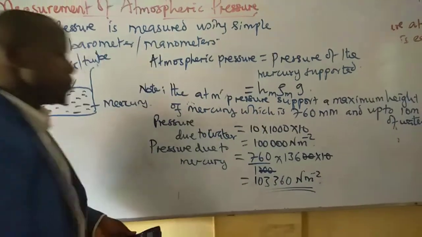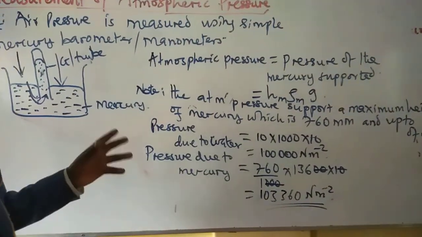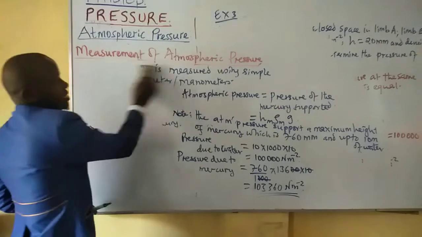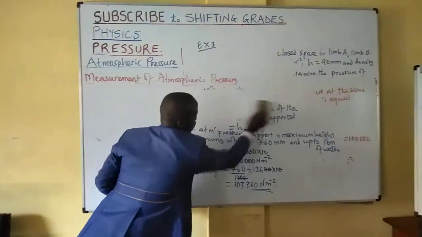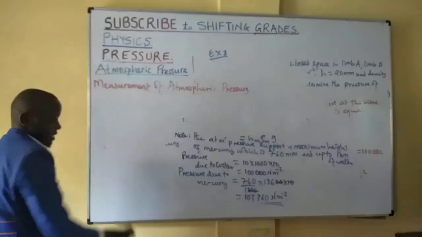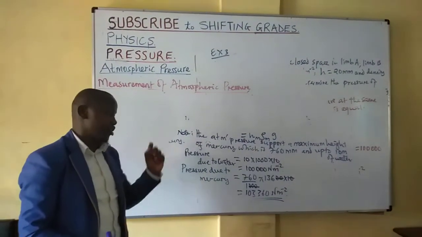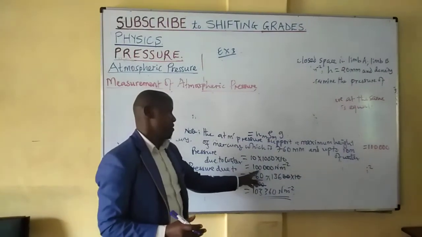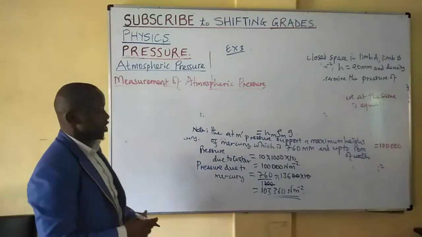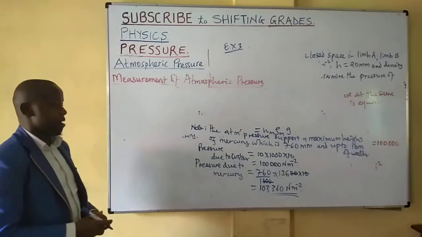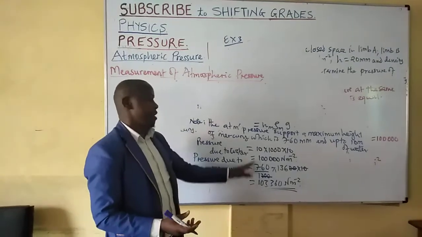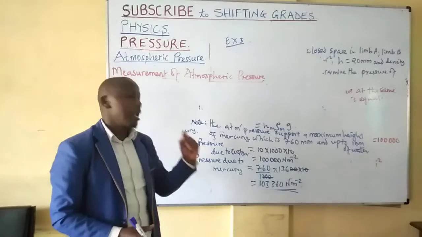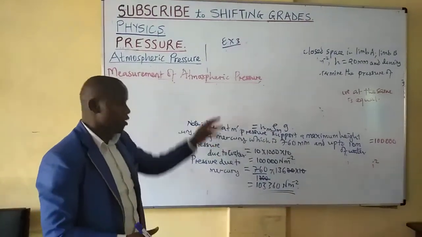per meter squared. Therefore, because some of the experiments might suffer some errors, we say that in most cases, the atmospheric pressure can be approximated to 100,000 newtons per meter squared. Because when you check the two values, they are not very much different from one another. Therefore, atmospheric pressure can be measured using simple barometers.